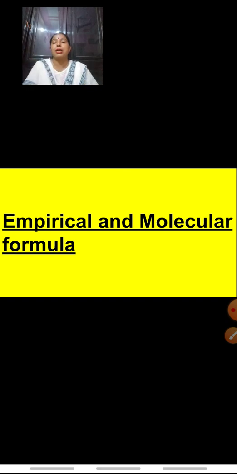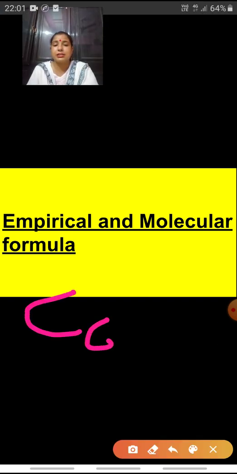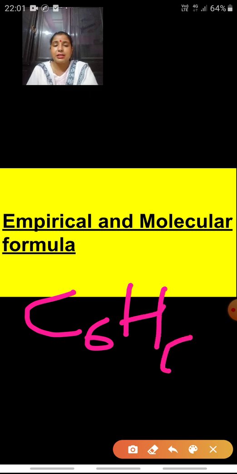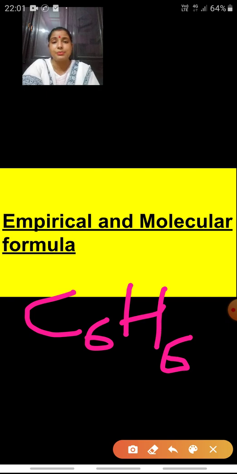So, molecular formula, what actually are they telling? They are telling how many atoms of a particular element are present in the given compound. Like, as I told you, in case of benzene. What is the formula for benzene? Yes, it is C6H6. This is the molecular formula for benzene. Now, what is this C6H6 telling? It is telling that in one molecule of benzene, there are 6 carbon atoms and 6 hydrogen atoms.